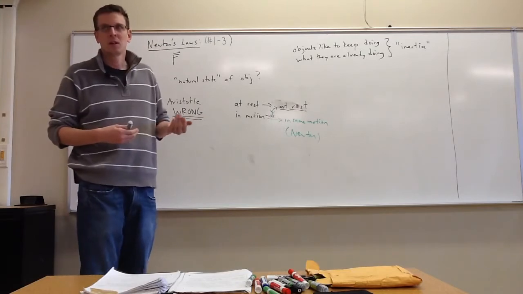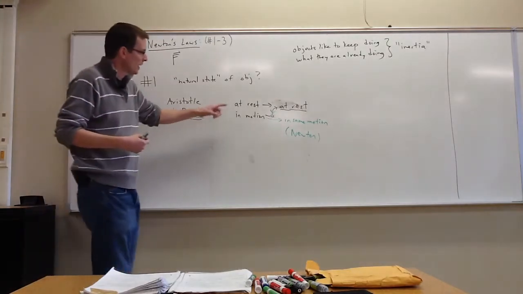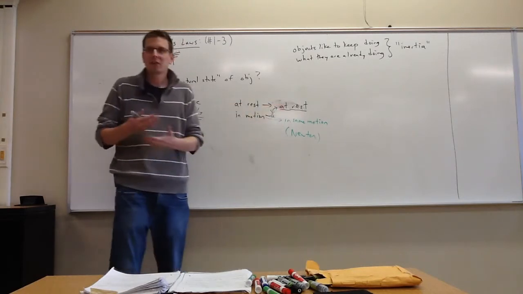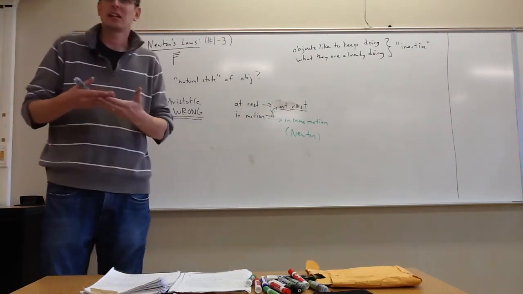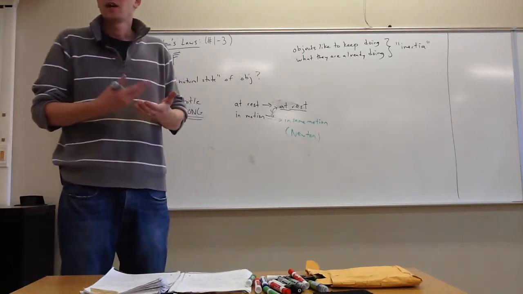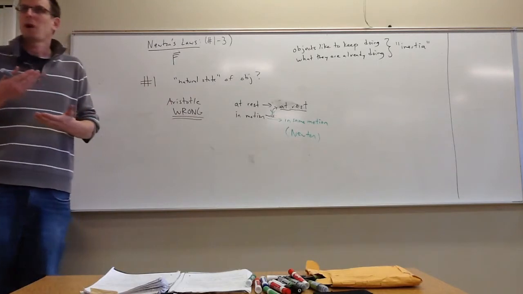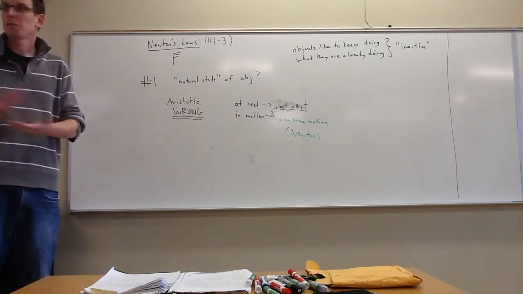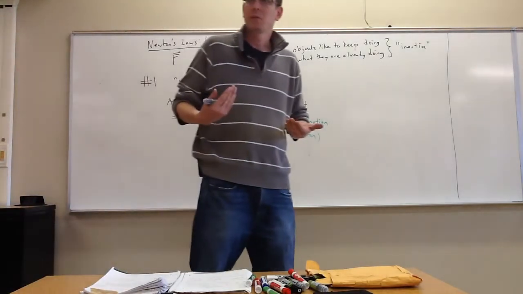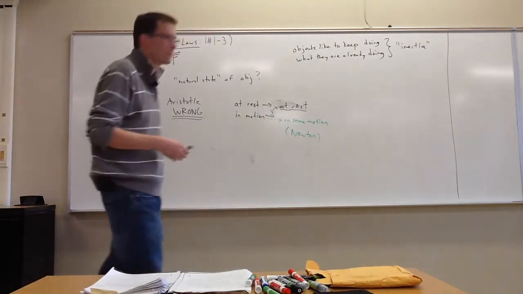Okay? So it might not seem like much of a correction, but Aristotle said that everything has a particular thing that it likes to do, which is being at rest, and if it's not that way, it goes towards that. Newton simply said, objects don't prefer to be at rest. They don't even prefer to be in motion. They just prefer to keep doing whatever it is that they're already doing. Okay? Does that make sense?